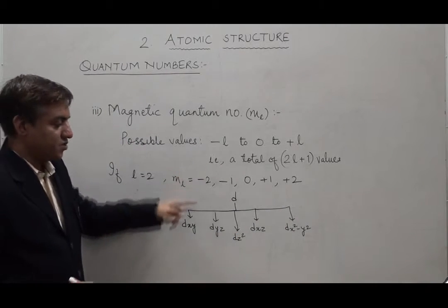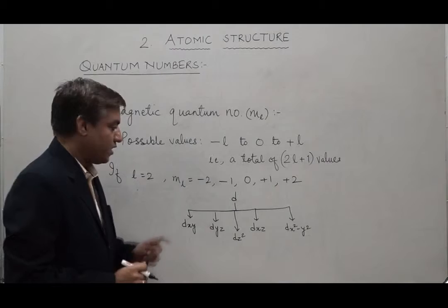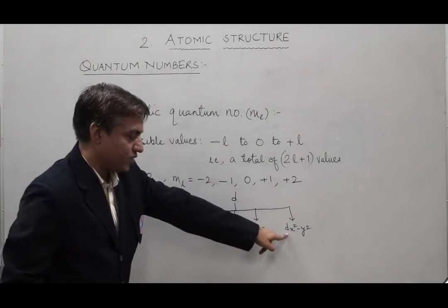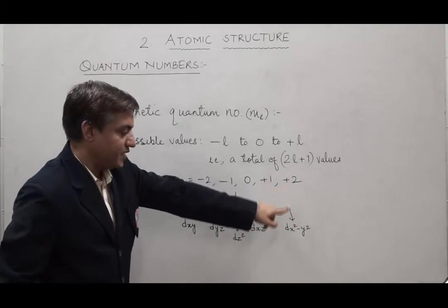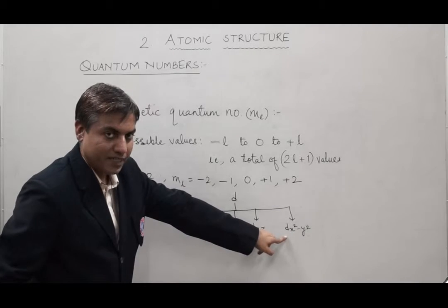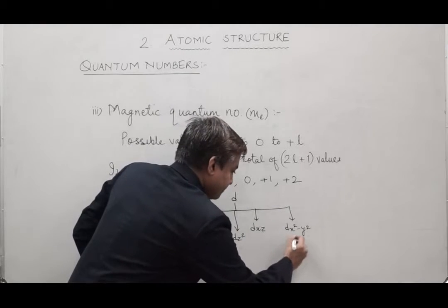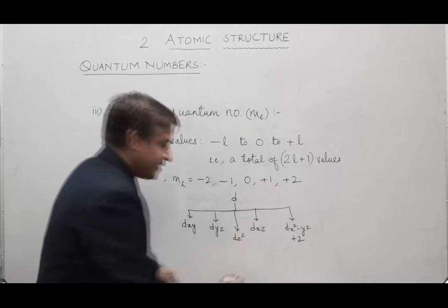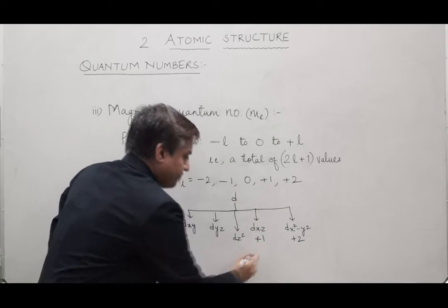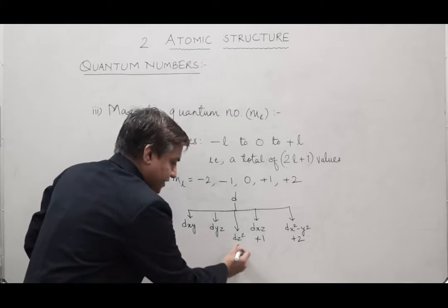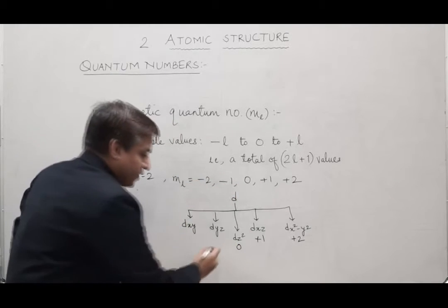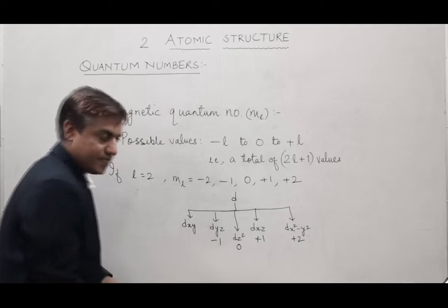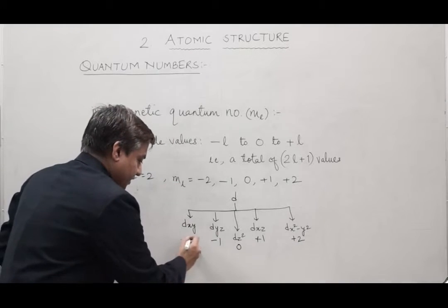Now look at the values and look at the different types of d orbitals. Plus 2 is conventionally assigned to the orbital dx square minus y square. Plus 1 is assigned to dxz. 0 is assigned to dz square. Minus 1 is assigned to dyz. And minus 2 is assigned to dxy.